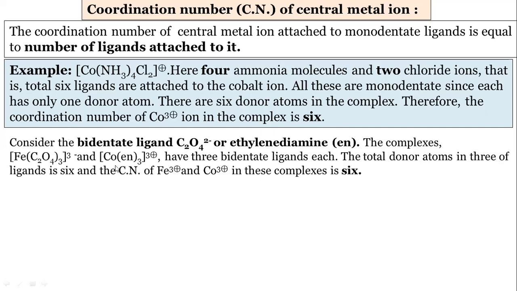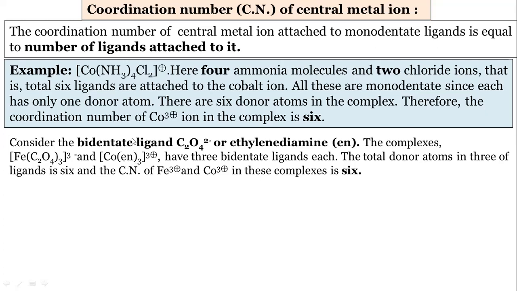See, these complexes are given here. Fe in bracket C2O4 3 means how many oxalate ions are there? There are 3 oxalate ions. One oxalate ion has 2 lone pairs, and 3 oxalate ions means 2 plus 2 plus 2, that is 6. 6 electron pairs are involved in the bonding. So the coordination number in case of bidentate ligand is 6. In case of Co(en)3, one ethylene diamine has 2 electron pairs involved, but as there are 3 ethylene diamines, again the coordination number is 6 here.